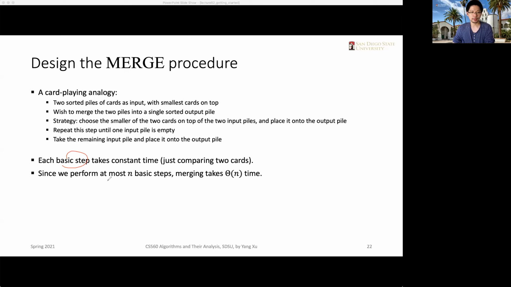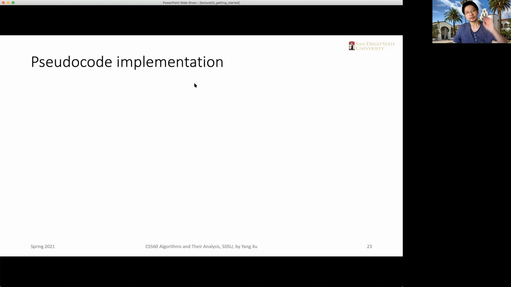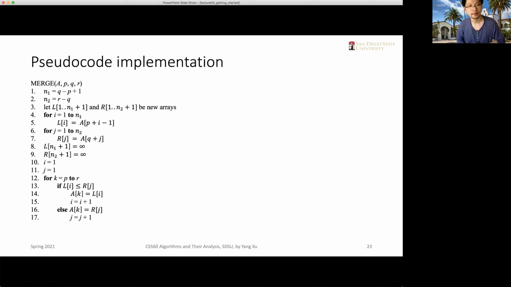And we need to compare at most n basic steps. So we can consider that the merge only takes big theta of n time, which is a linear function. But we will come back to this point later, okay? I just show the conclusion a bit ahead of time here. All right, let's look at the implementation now, okay?